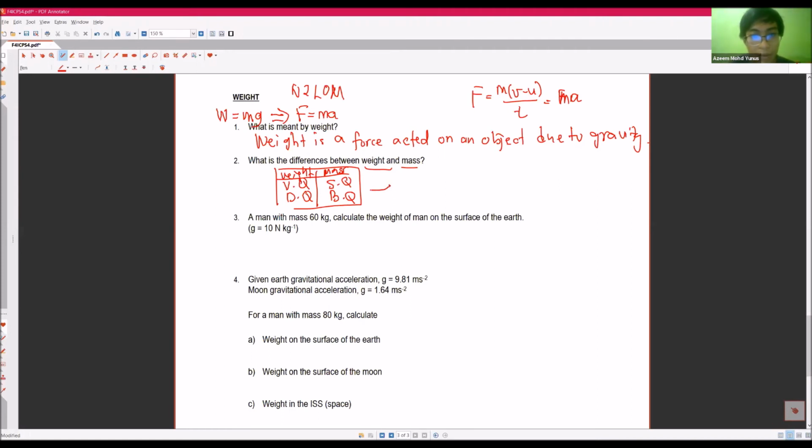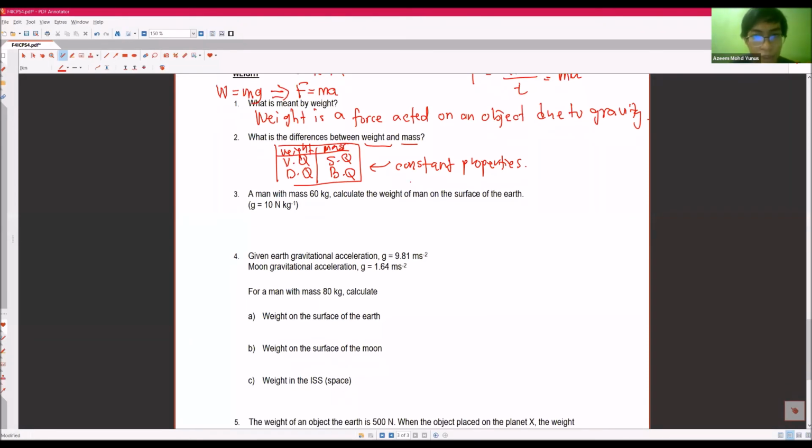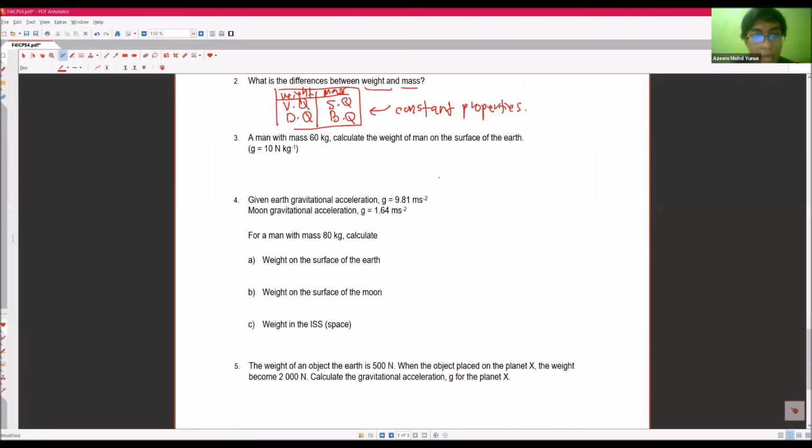So mass is a constant property. It cannot be changed. Whereas weight can be different if we are at different places, such as on the moon. So let's see number 3. A man with mass 60 kilogram, calculate the weight of the man on the surface of the Earth.